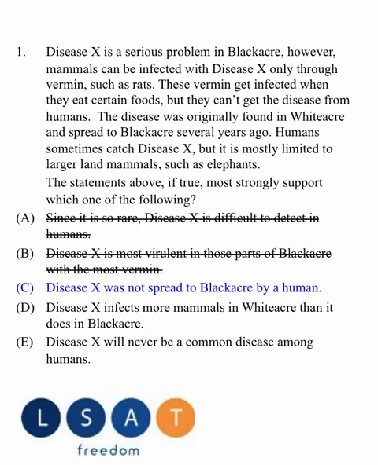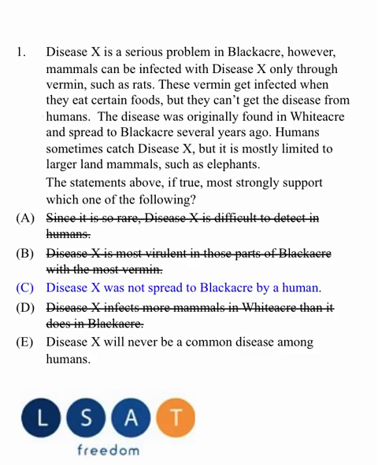D, disease X infects more mammals in Whiteacre than it does in Blackacre. Well, here we know that the disease was originally found in Whiteacre, then it spread to Blackacre. That alone is not enough to conclude how many mammals are infected with the disease at this point in time.